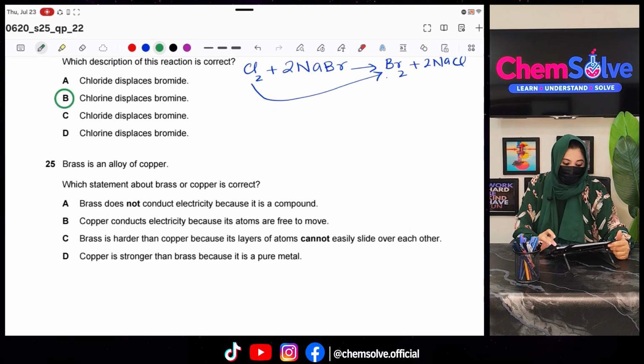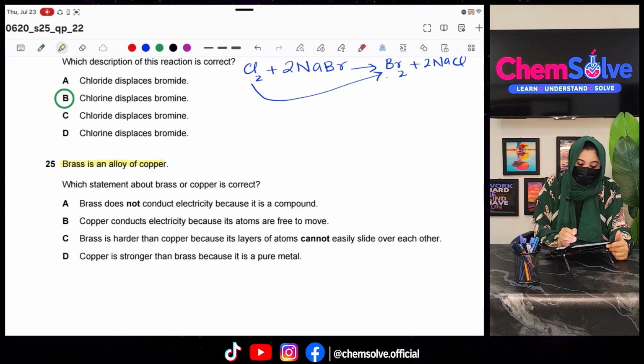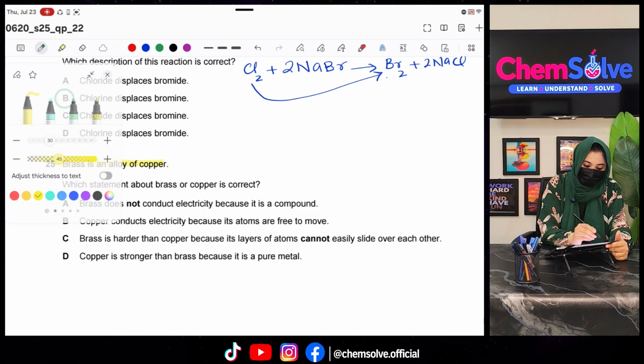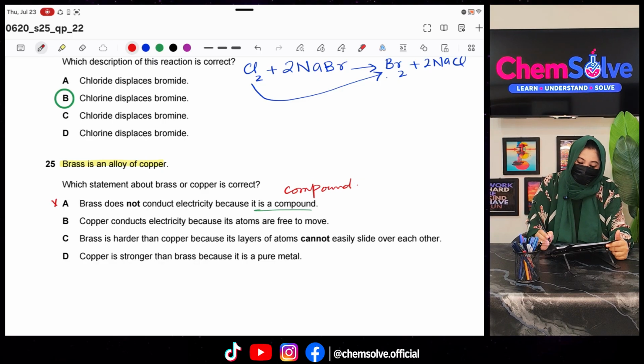Now look at question number 25. Brass is an alloy of the copper and zinc, of course. The statement about brass or copper is correct. Brass doesn't conduct electricity because it's a compound. Alloys are the mixture. They are not compound. So this option is not correct.